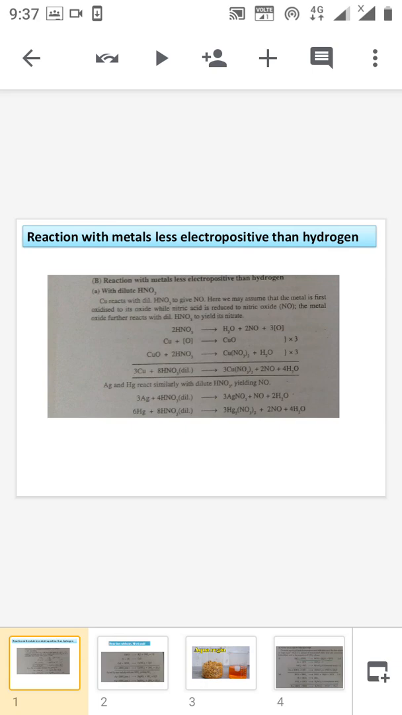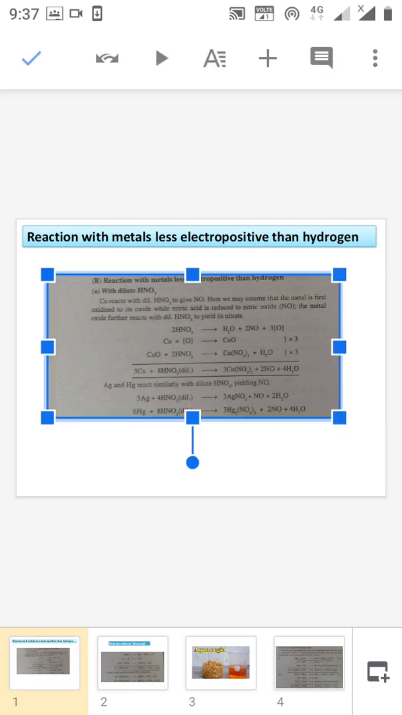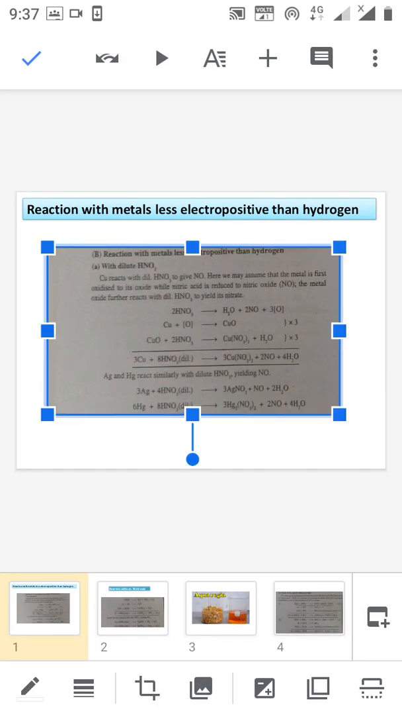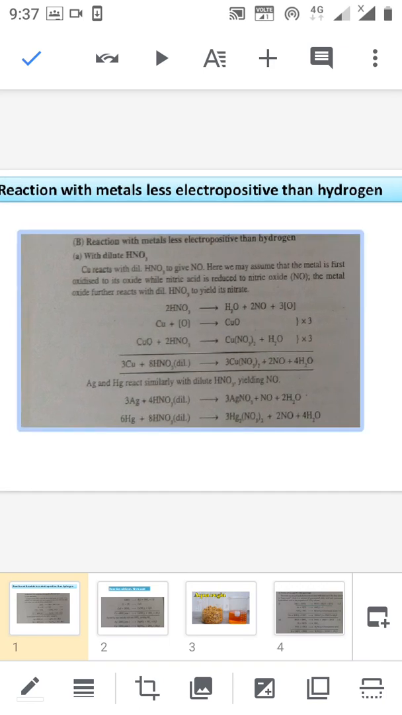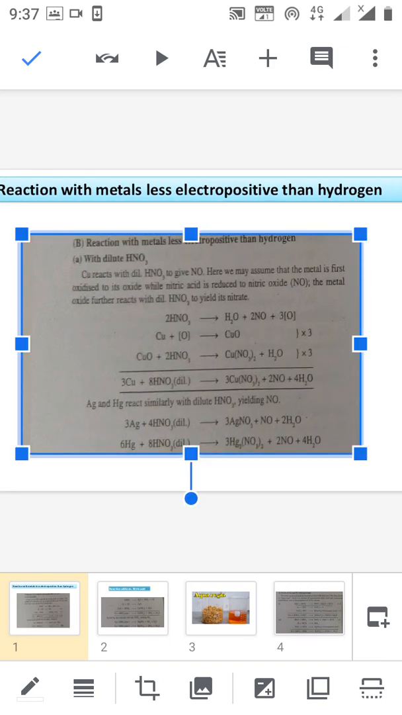As in the case of yesterday, today also we have many metals which are less electropositive than hydrogen. But the important point is that the first equation is very simple and it is similar in all the reactions. First one, nitric acid decomposes to form H2O and NO plus oxygen. Oxygen here is in the atomic state.